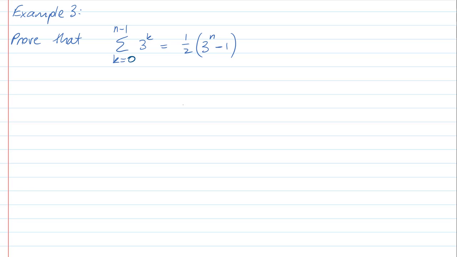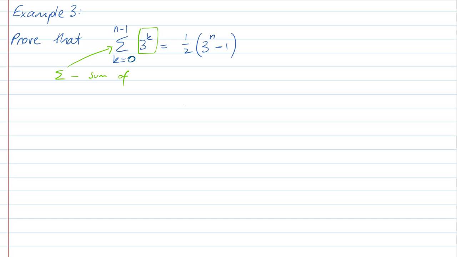In this video we're going to look at Example 3, our final example, and prove this rule here. Of course it's a little bit different to what we've seen. So the first thing I need to do is show you this symbol. If you haven't seen it before, this means "sum of". It means the sum of this term, 3 to the power of k, for every value from k equals 0 to n minus 1, whatever n is. And we need to show that it's equal to a half times 3 to the power of n minus 1.